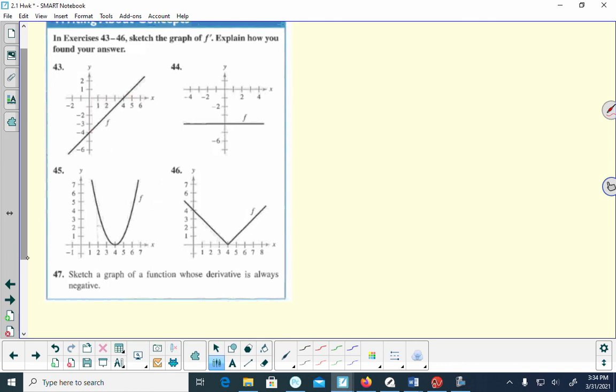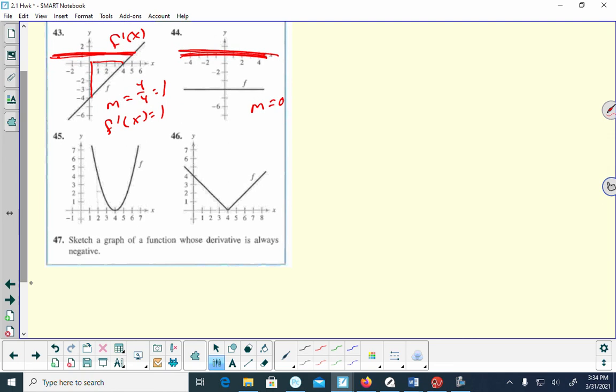So this is the graph of the line, and they want me to sketch the graph of the derivative. So I'm going to try and find the slope of this line. It looks like I go up 4 over 4, so the slope of this line is 1, which means the derivative is 1. So I'm going to draw a line at 1, and that's going to be the graph of the derivative. Number 44, the slope of this line is 0, which means the derivative is also just going to be a straight line at 0.